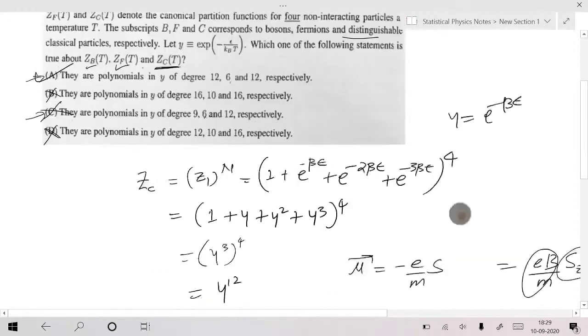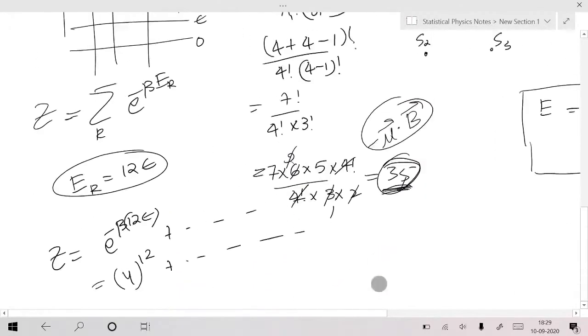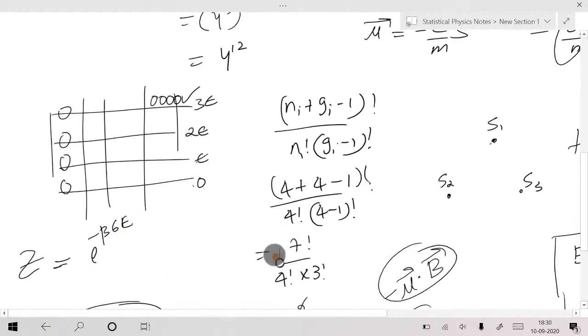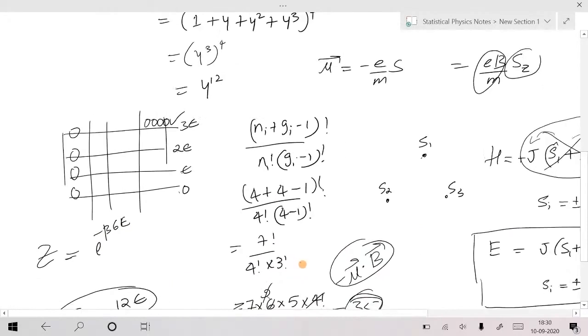Sir, if you try to find the partition function in case of fermion, then how will you proceed? Yeah, for a fermion, again 1 1 1 1 here, isn't it? What is the total? 0 plus e plus 2e plus 3e, that is 6e, isn't it? Again, this is the only term, I think. In case of fermion, you don't have any other possibility. So total energy is 6e, so e power minus beta 6e. Isn't it? Only term. Am I right? Check it out. Yes, sir. Only one term for fermion. Any question?